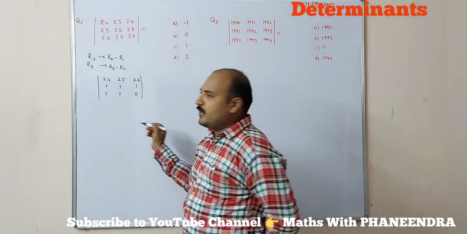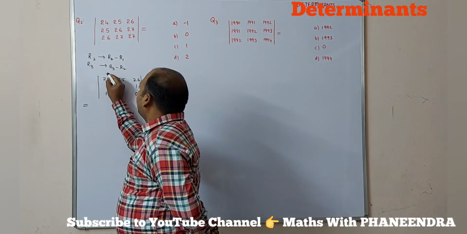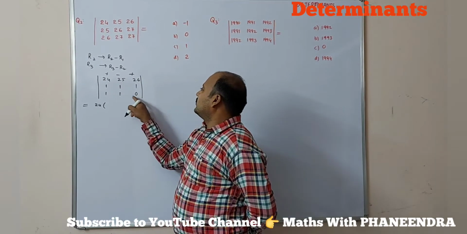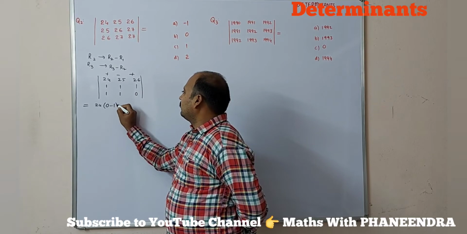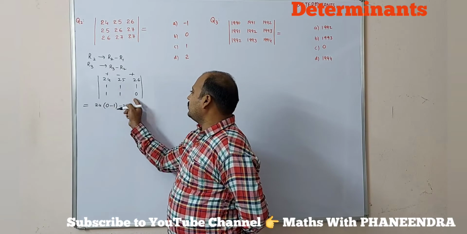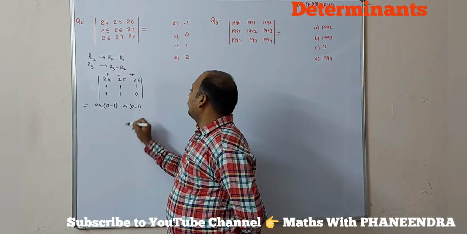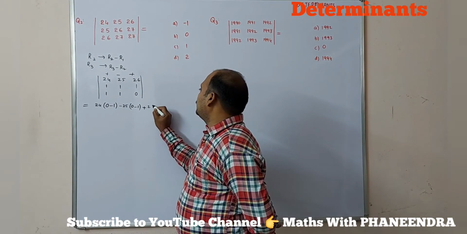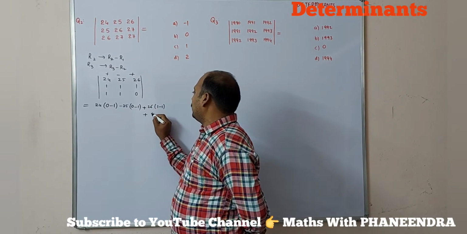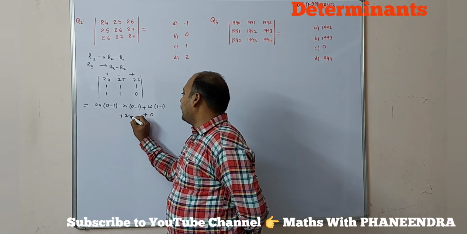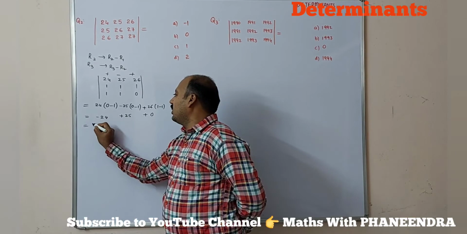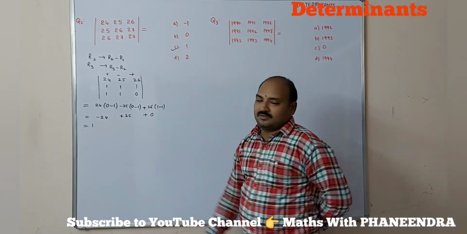Now do the normal expansion, plus minus plus: 24 into (0 minus 1), minus 25 into (0 minus 1), plus 26 into (1 minus 1). So anyway this value goes to 0. So the result is 25 minus 24, which is 1, and that is in the third option.